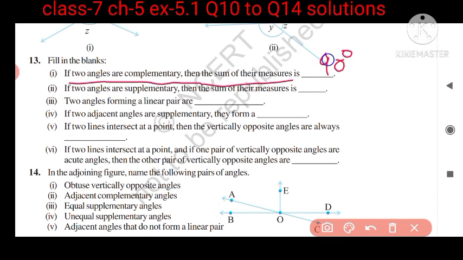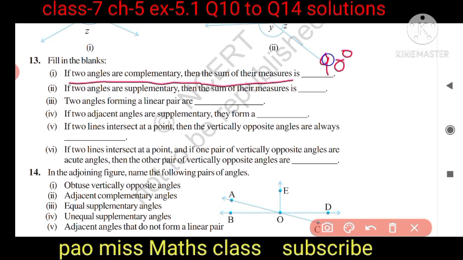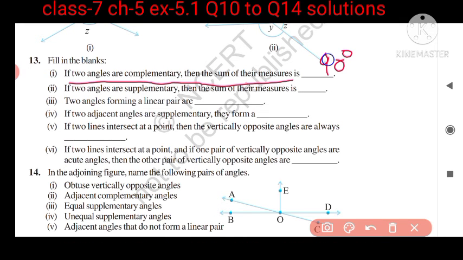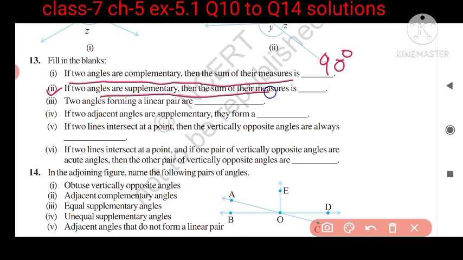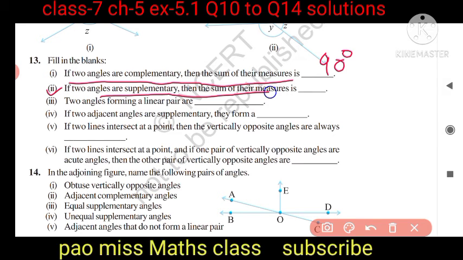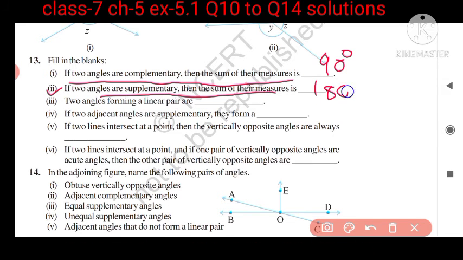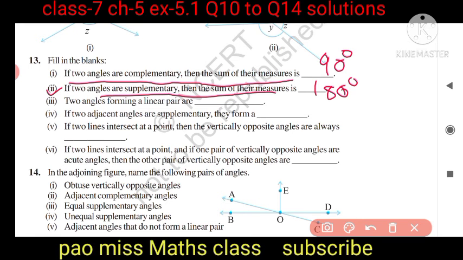Two angles are complementary means it will be what? 90 degrees. Now again here, if two angles are supplementary, okay, when you add the two angles, then it becomes supplementary. Then what is the sum of their measure? The sum of their measure is 180 degrees. So you write it in a very neat and clean way in your notebook, 180 degrees.